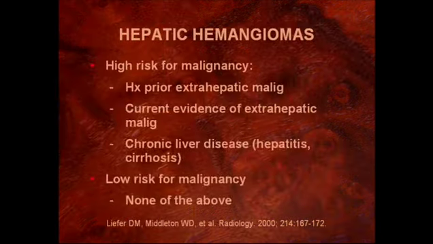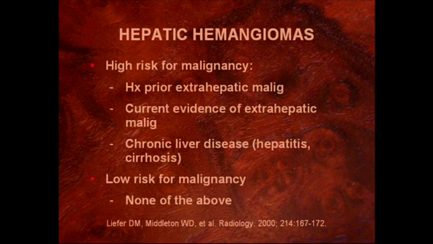Now, what do we mean by high risk for malignancy? If the patient has a prior history of an extrahepatic malignancy, any current evidence of an extrahepatic malignancy, or chronic liver disease such as hepatitis or cirrhosis, then they're put in that high-risk category. Low-risk category is basically everybody else. And notice that this high-risk category does not include anything about liver function tests, patient demographics, or number or size of lesions.